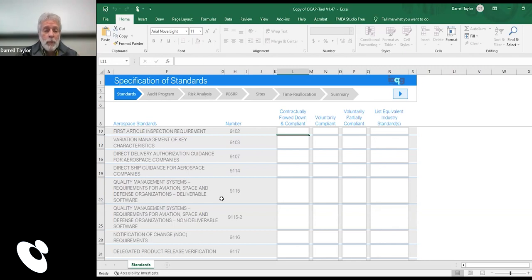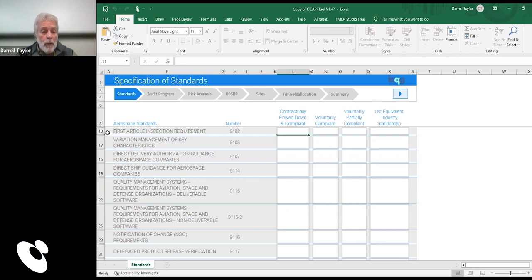The other reason we ask the question is, as an auditor, if you tell me you're 9102 compliant to first article inspection, now I understand where the requirements are coming from. So it creates audit trails. And so we ask this right up front. We want to know which standards are being used, and if you look up here in the top, we want to see what was contractually flowed down.